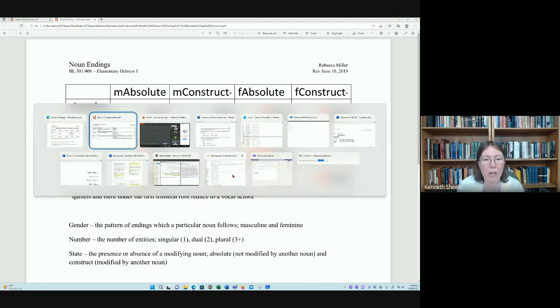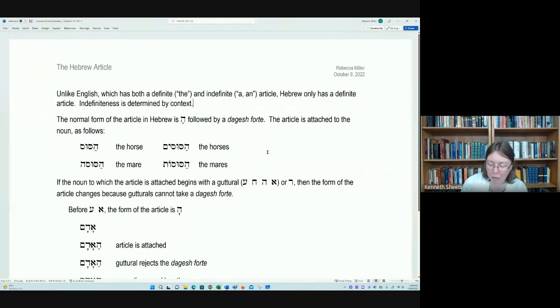Now what I'd like to do is go over to the Hebrew article, and the Hebrew article is attached to the front of a noun. One thing to bear in mind is that the Hebrew article, unlike English, is just the definite article. Unlike English, which has both a definite article, the, and an indefinite article, a or an, Hebrew only has a definite article. Indefiniteness is determined by the context in which the noun appears.